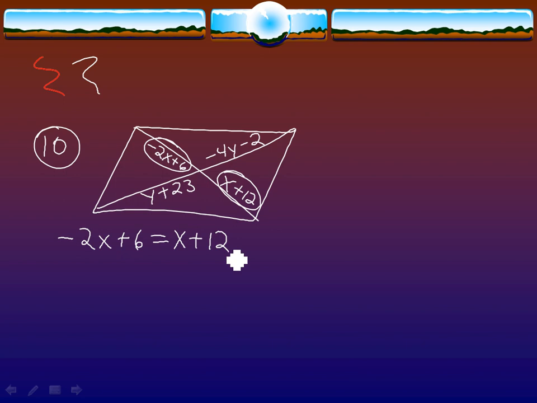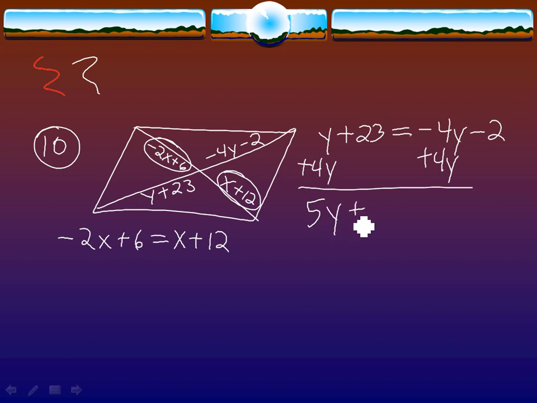Now, if somebody will solve that for x, that'll save some time. What do I know about these other two parts? They're equal, so tell me what equation to set up. Y plus 23 equals negative 4y minus 2. I'll solve for y, somebody solve for x, and that way we can move a little quicker.